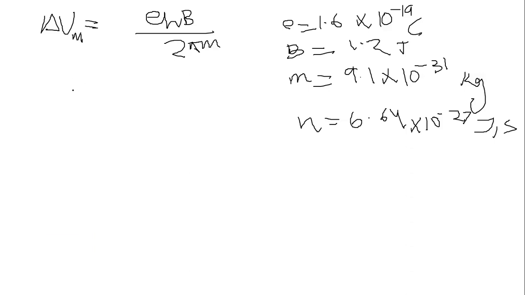So if you put all these values, you can calculate the energy difference. Can you please calculate the value for me? The values of E, B, m and h, we already know these values. Can you calculate the value in terms of joule and then convert it into electron volt? Can anyone calculate and tell me the answer?